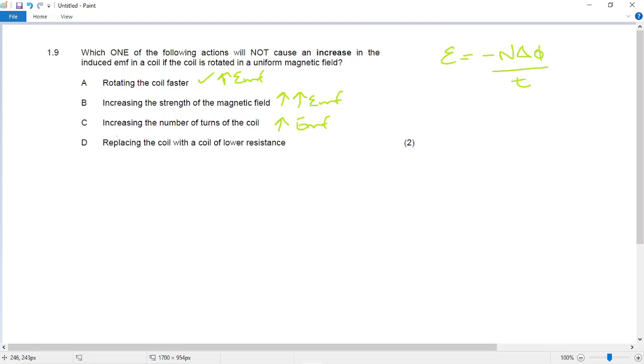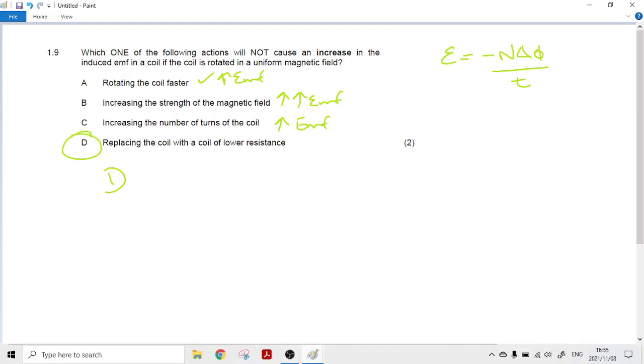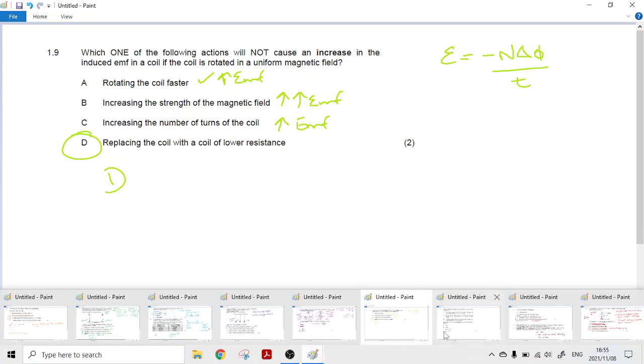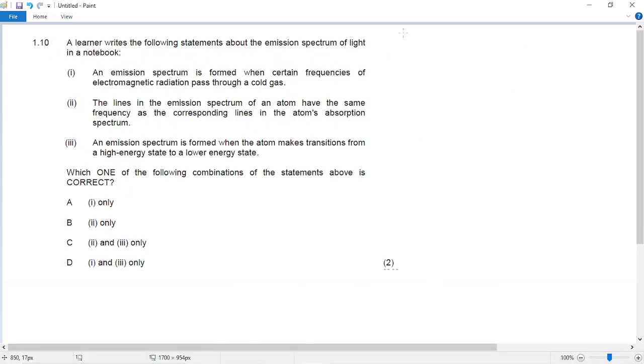Replacing the coil with a coil of lower resistance will do nothing, because nowhere in the formula does it discuss the resistance of the coil. It only involves the windings of the coil, the strength of the magnets, and how fast you turn it. So that one will not be considered.